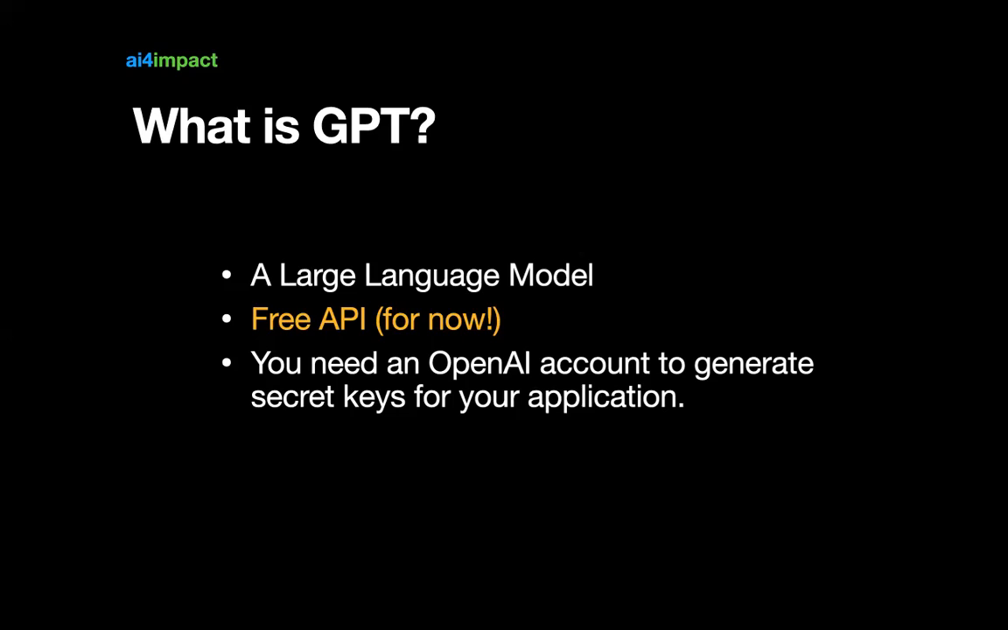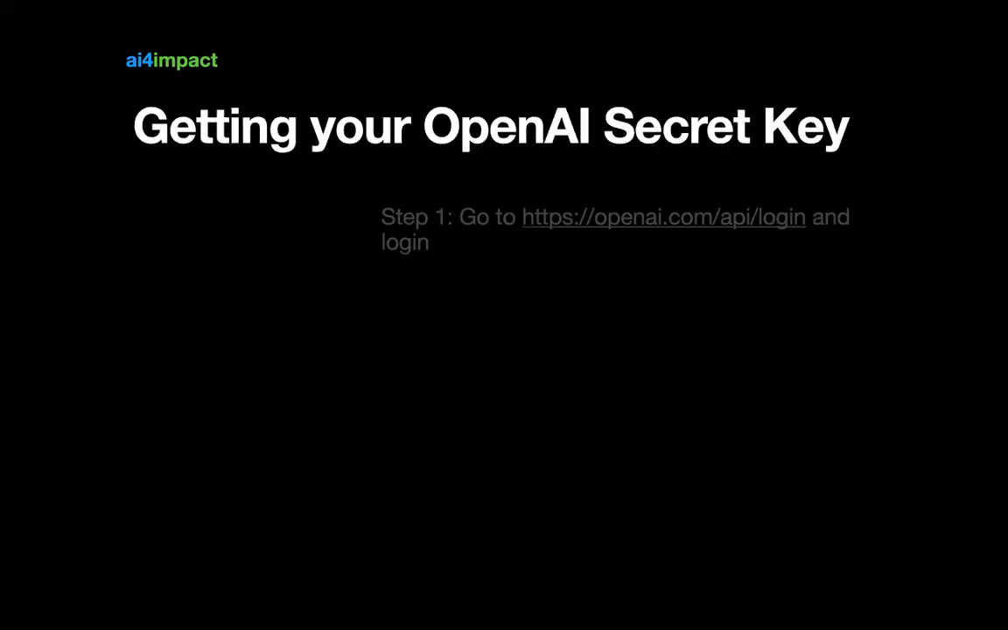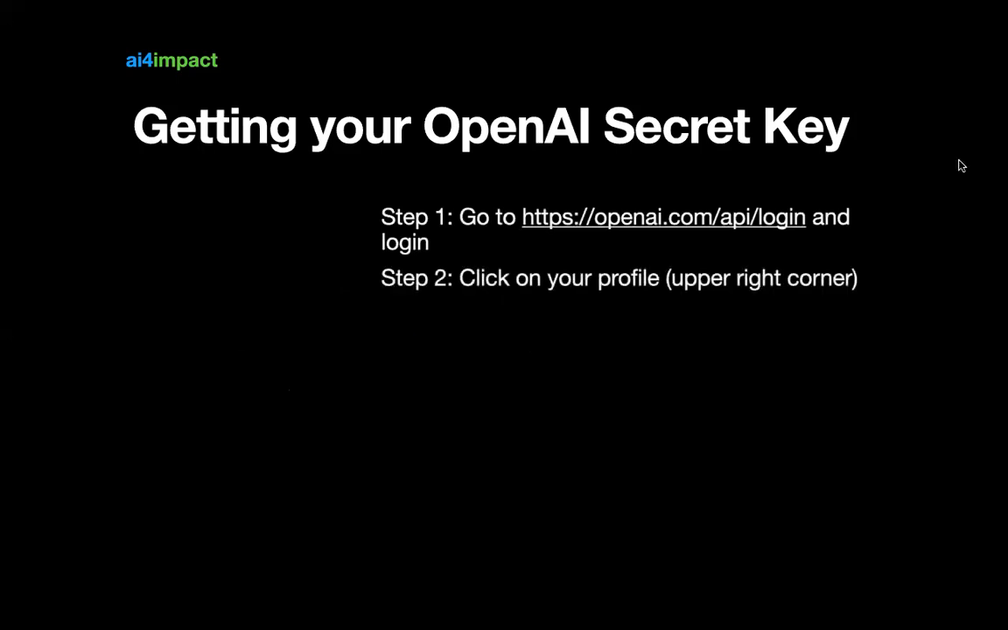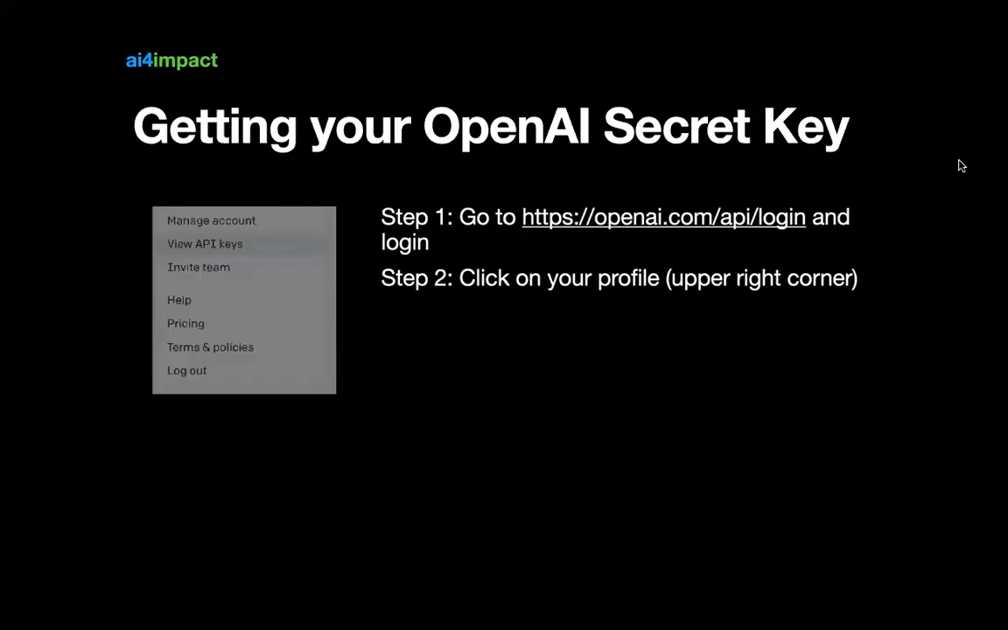You need an OpenAI account to generate the secret keys for your application. So this is what you need, something called the secret key. The way you get your secret key is to go to this URL. There's a little circle there where you can click on your profile in the upper right corner. Once you click that profile, you will see a drop down coming down. You'll see View API Keys.